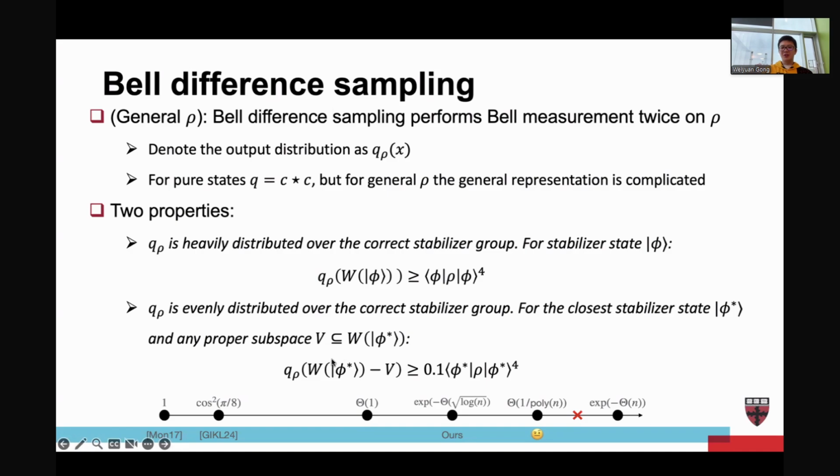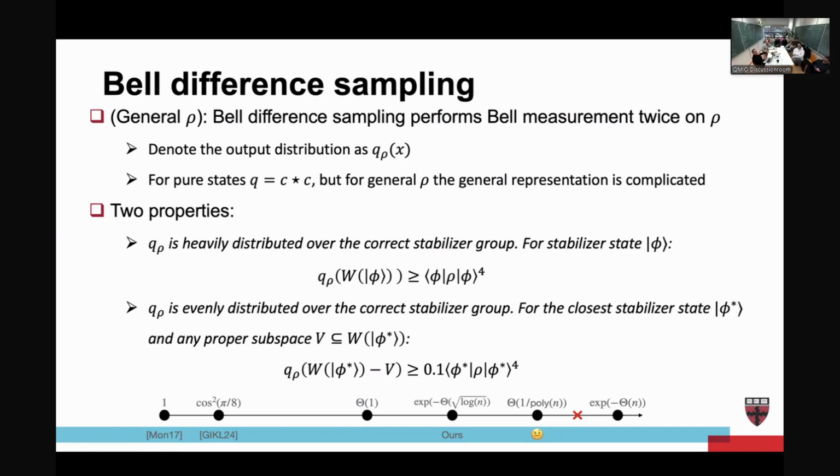So this actually means that if you pick half of the stabilizer group, a smaller dimension subgroup, and you consider the support of Q rho on the remaining elements, it will contain at least 0.1 times the total support. So this is why it is called evenly distributed.